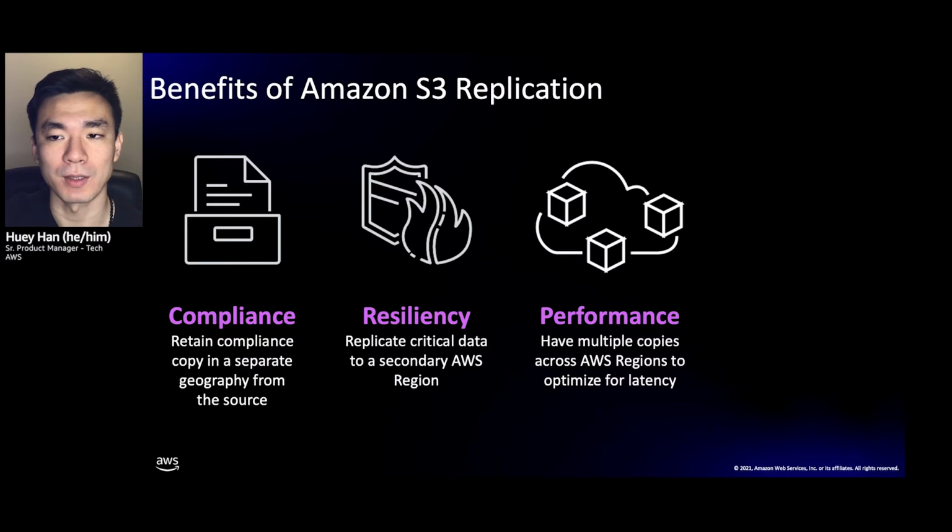Third is performance. So we see an increasing trend from customers where applications today are global scale and serving users across geographies. Having replications can help you maintain copies of data in different geographies, and this can make sure that your users can access a bucket that's closest to them, and therefore reducing latencies and optimizing for performance.